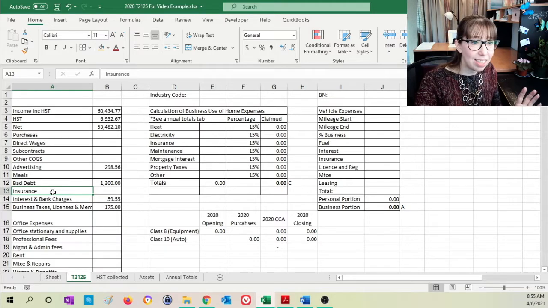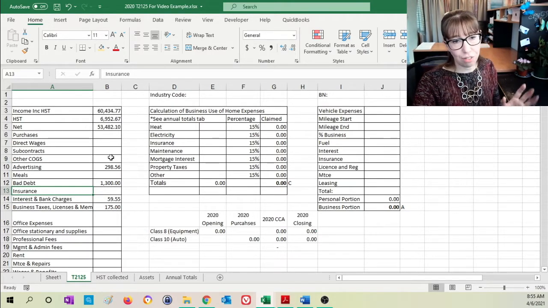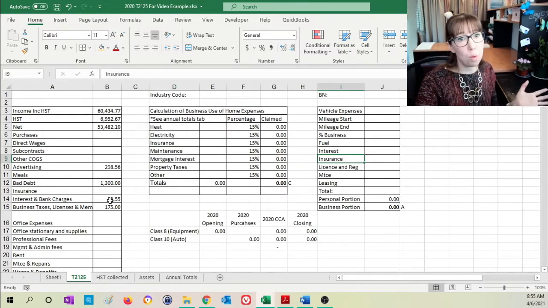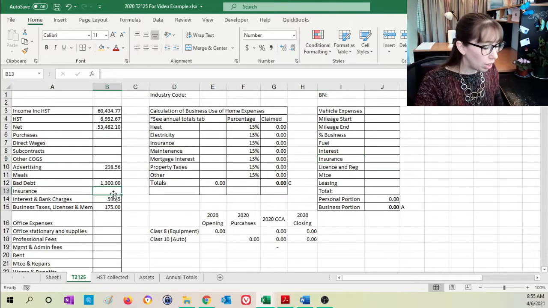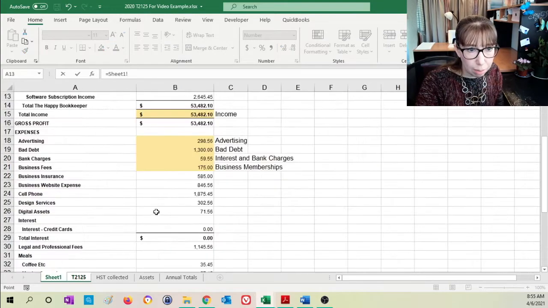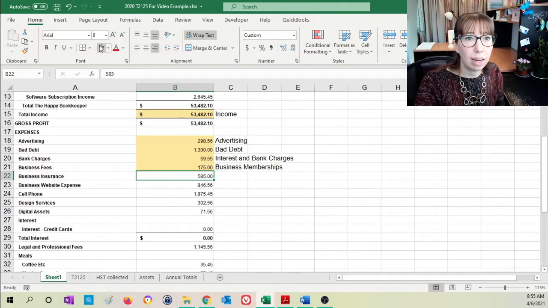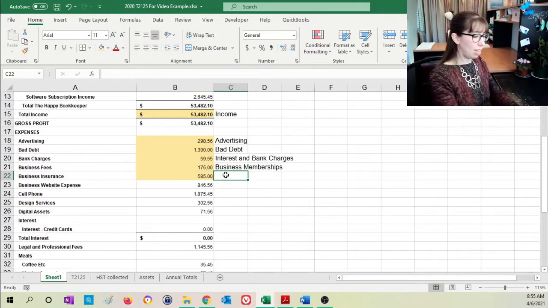Insurance. Now it just says insurance, but it is assumed that everything on this section of that form is just the direct costs for your business. Here's where you put your home insurance. Here's where you put your vehicle insurance. And there's nowhere that you put your life insurance. So we're going to go and say equals, and I'm going to put that, and I'm just going to say insurance.